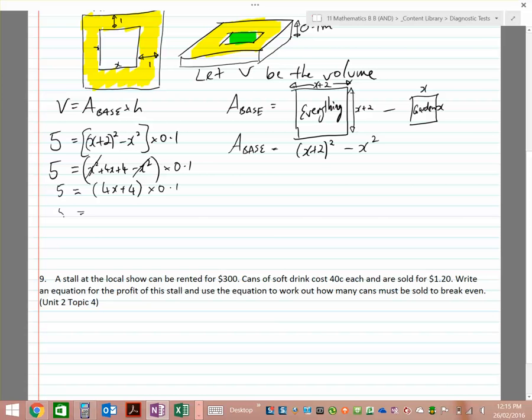We can do the expansion if we want. I hope that doesn't come up. I hope that's not captured.